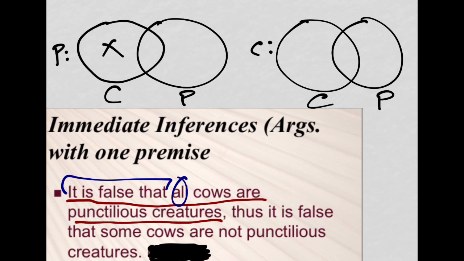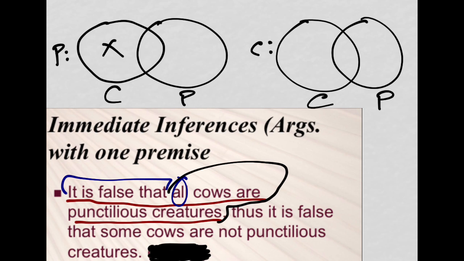Okay? So that's sort of how you think through that, but the easier way to do this is that anytime you have "it is false that," you just draw the picture, right, so to speak, draw the picture for the premise, all cows are punctilious creatures, as we did, and then just flip the marking to the other one.